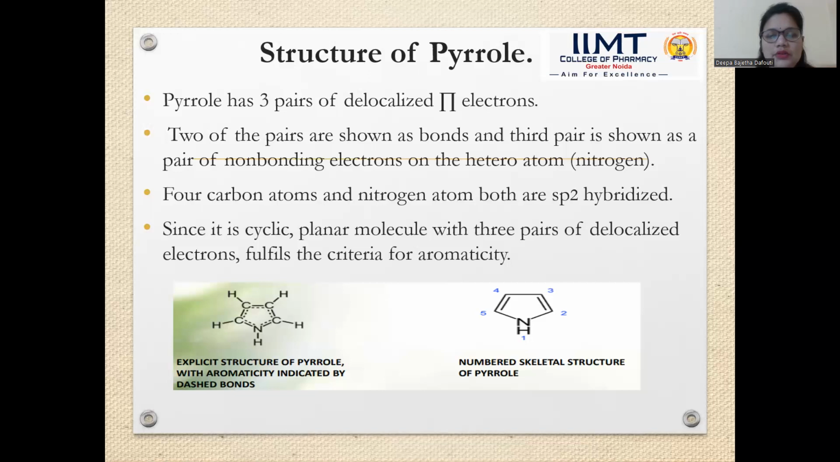Any compound is called aromatic if a heterocyclic compound fulfills the criteria of aromaticity. There are some parameters: first, it is cyclic, it should be planar, and it should have three pairs of delocalized electrons. Planar molecules are molecules in which all of the atoms lie in the same plane.